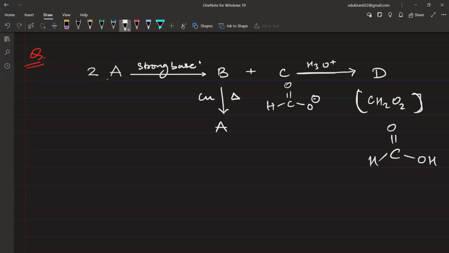Now see, we are using 2 moles of A and we are reacting with strong base, and we are not getting one product. With a strong base, the reaction is either going to be aldol, where we also take 2 moles of A, or it could be Cannizzaro. But if we take 2 moles of A in aldol, you are going to get only one product. If you take the same moles, you get one product. If you do a cross reaction, you get different products.